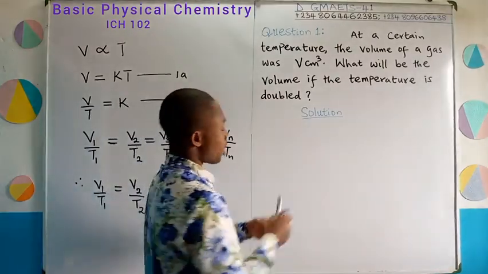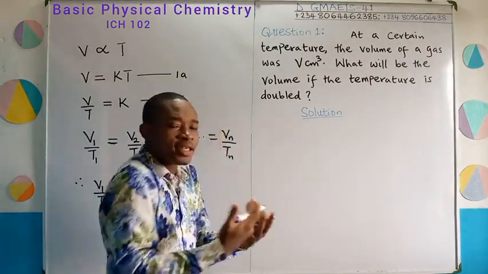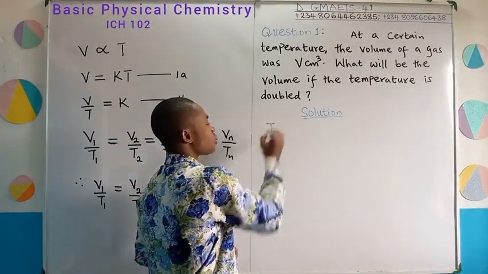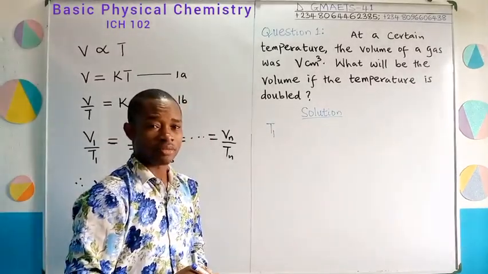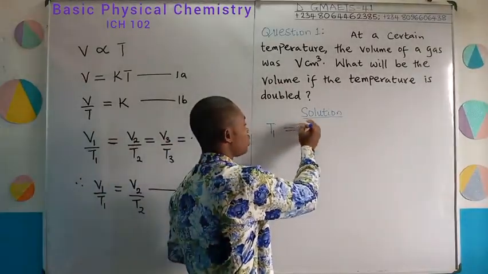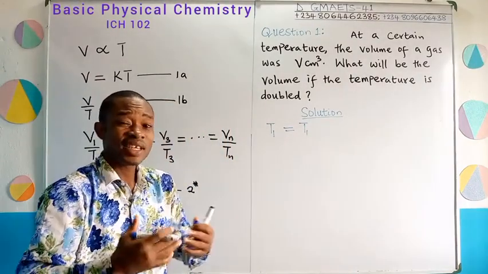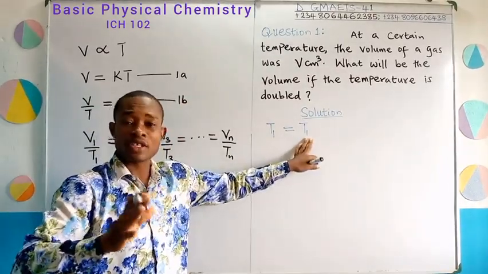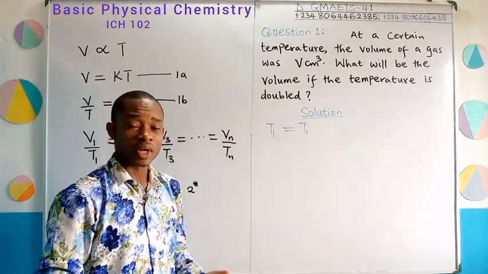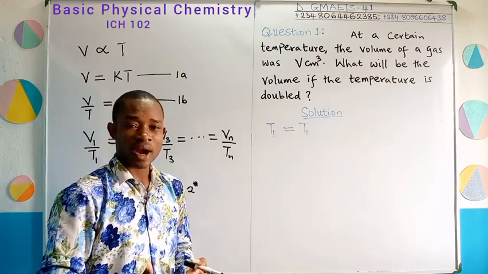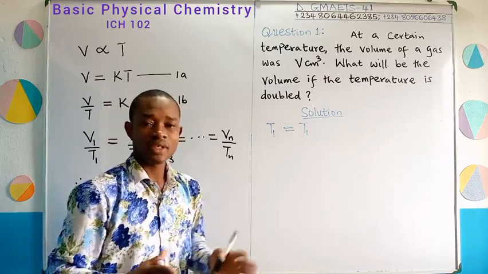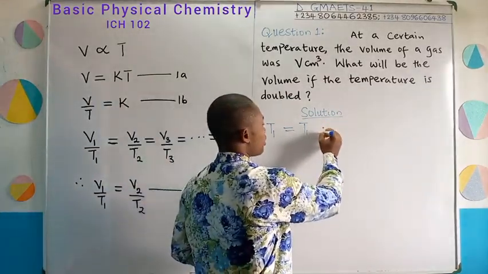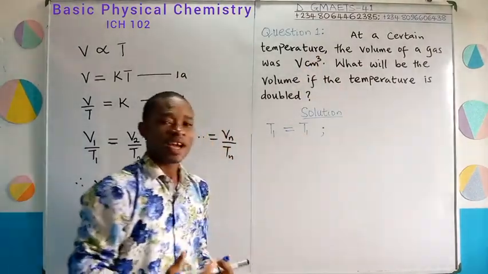Let us see the data given to us from the question. At a certain temperature, let us take that as the initial temperature T1. I am going to just simply call the initial temperature T1, because it said a certain temperature. If I want, I can use any symbol, any alphabet I want to represent that. They didn't give us the value, we are just told at a certain temperature. At this certain temperature, the volume of the gas is V cubic centimeter, according to the question.